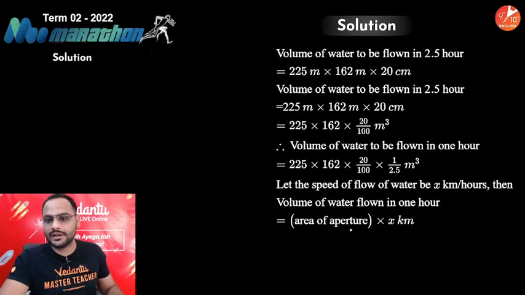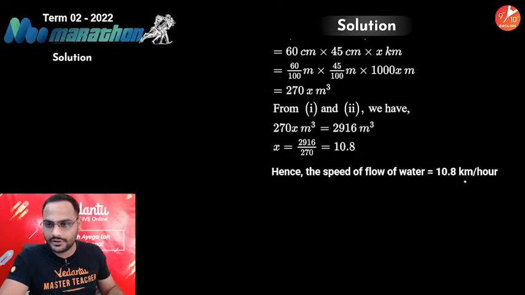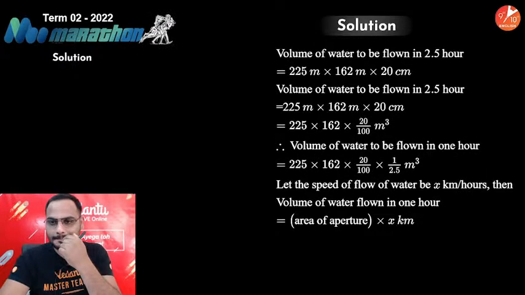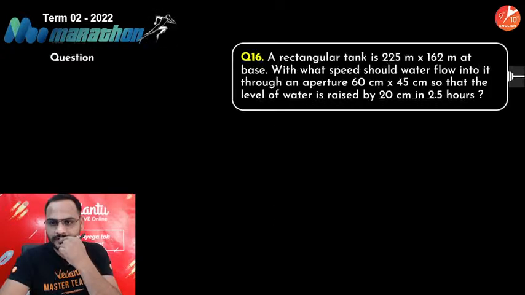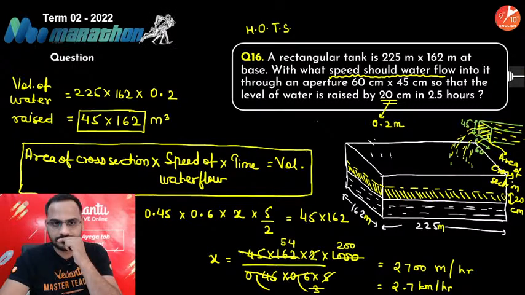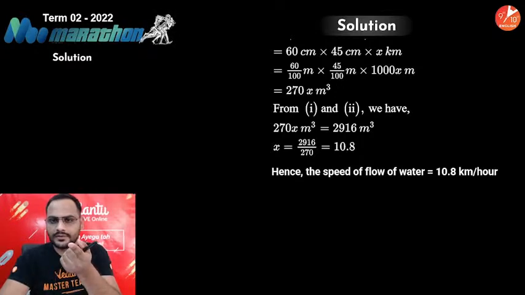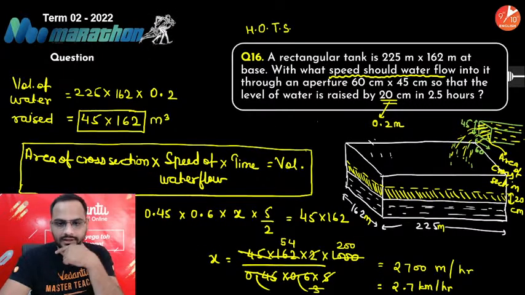ठीक है, तो volume of water flow will be area of aperture into x kilometer, whatever is the speed. So here 10.8 it is getting. Have I made a mistake? Same thing I have done now. 0.6 into 0.45 into x kilometers, x है वो 1000 में, is equal to here 270 x meter cube. Is there any calculation mistake I have done, guys?